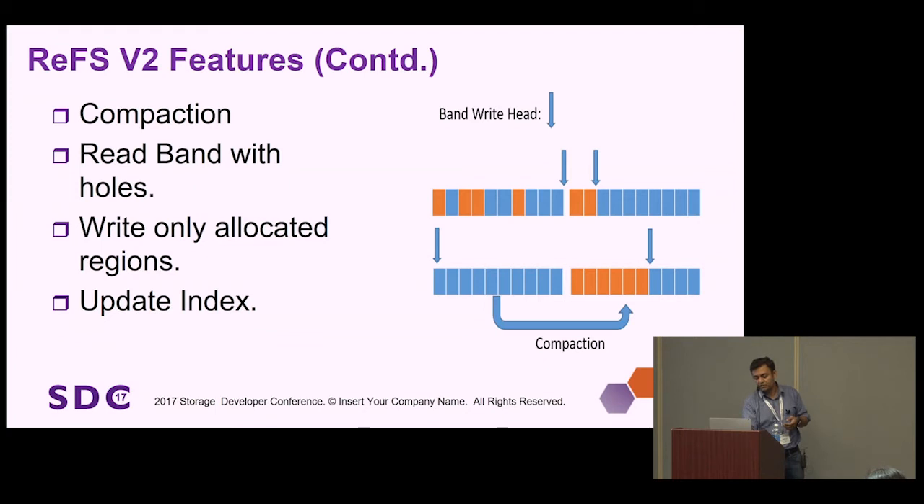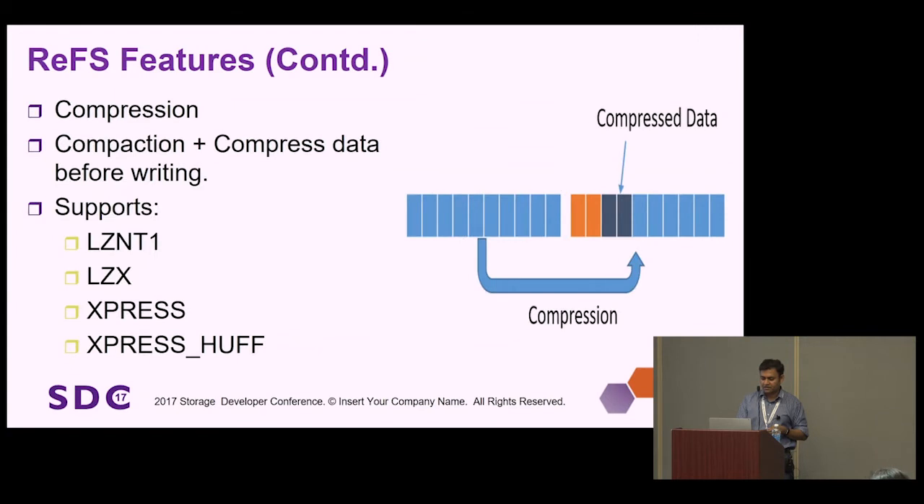So what we can do is read the semi-allocated band on the left, and using another index, I can write only the valid bits sequentially to some other band. So I can take five bands which are 20% full and compact them into one single band. Now I've got four bands which are completely free. So when we did this work, we also asked: if we are compacting like that, why can't we compress it? So that's another feature that ReFS V2 has. We can compress it, and these are the four compression algorithms that we support.